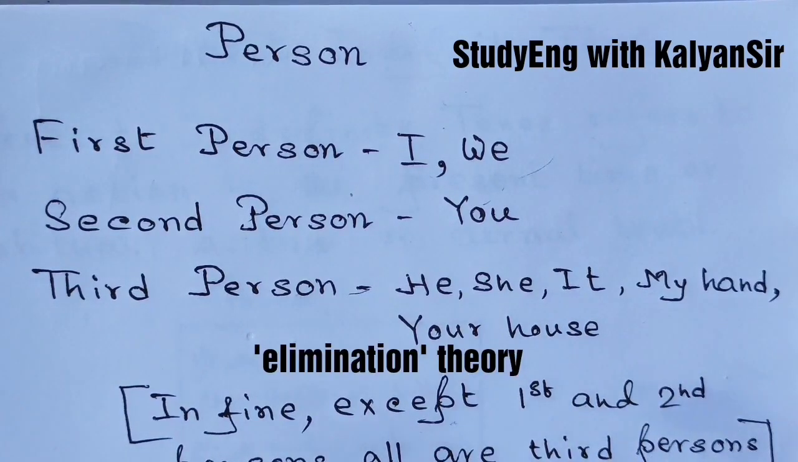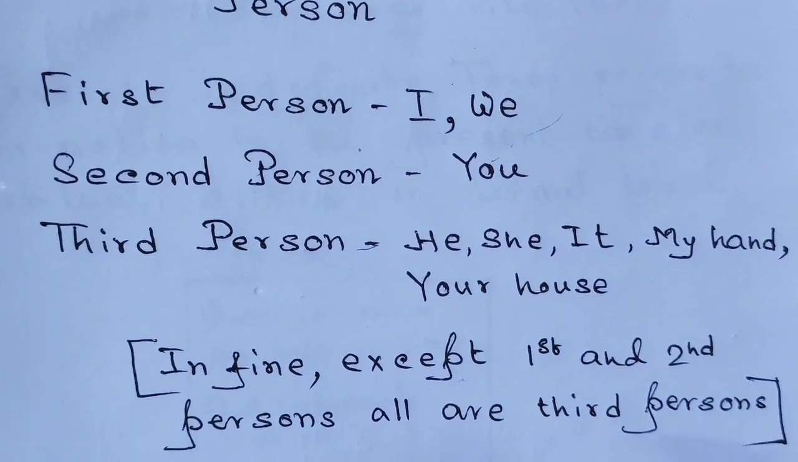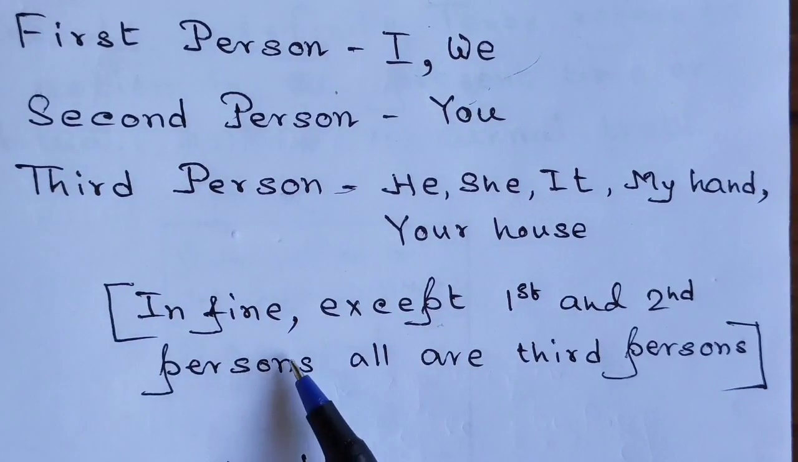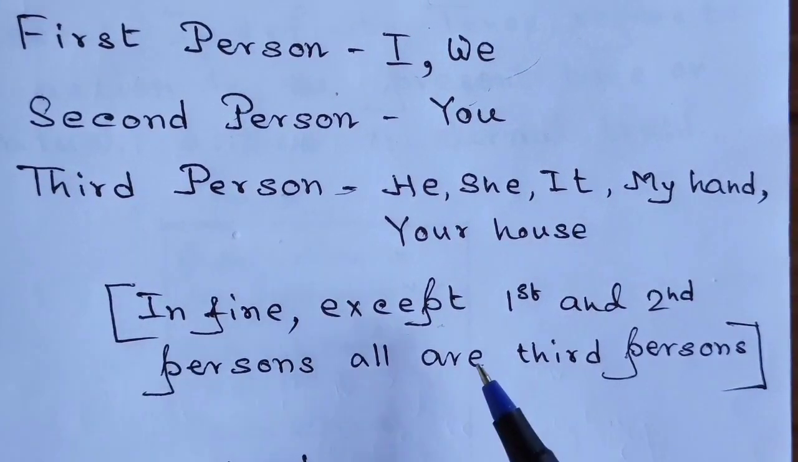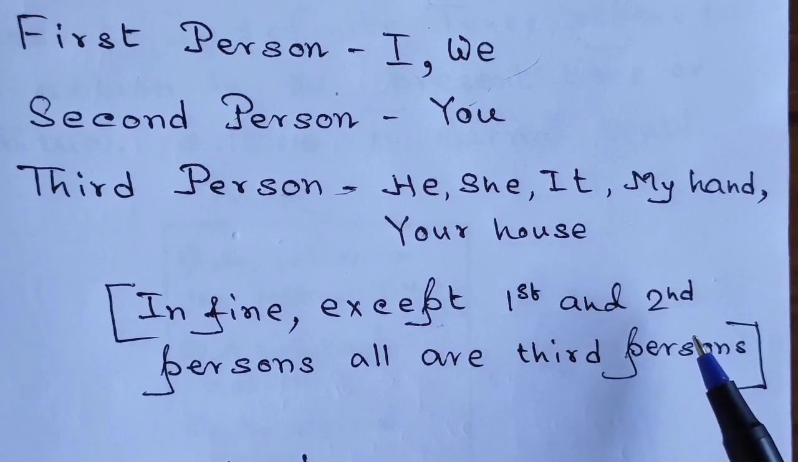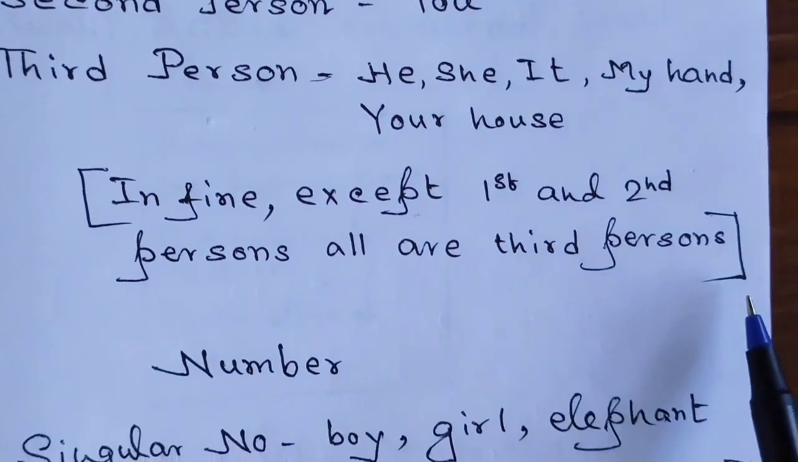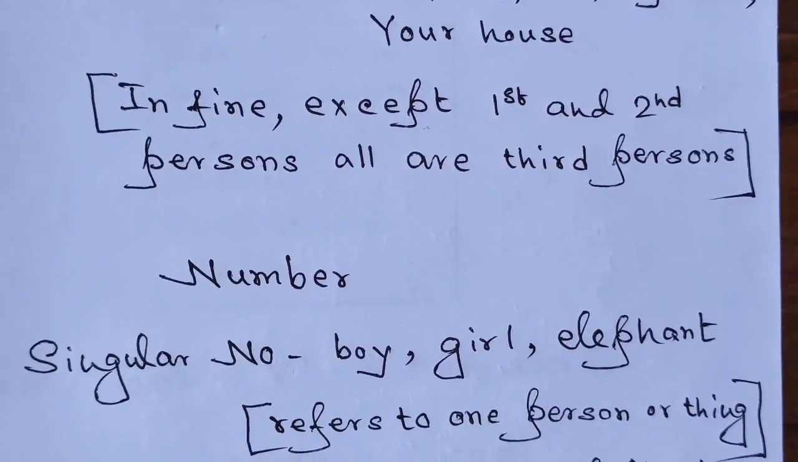Okay. Now let's have a look at the note written over here. In fact, in a word, except first and second person, all are third persons. Okay. Now we would move on to the number.